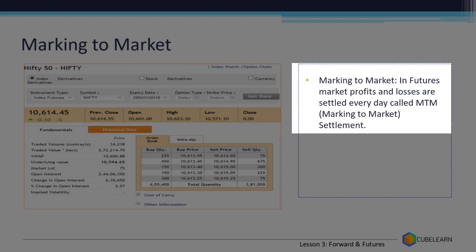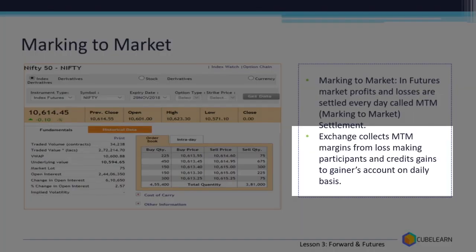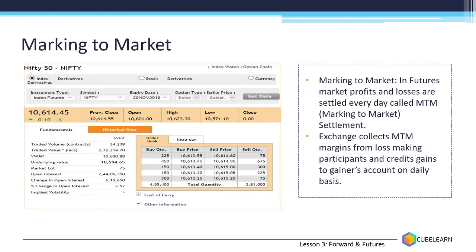Marking to market is a process where profit and loss of a trade is calculated on a daily basis. Exchange collects MTM margins from loss-making participants and credits gains to traders' account on a daily basis. In case of a debit, if the margin account does not have sufficient balance, the participant has to bring in additional funds till next day morning.